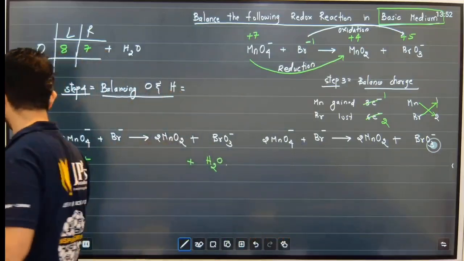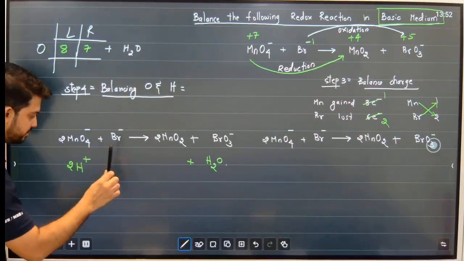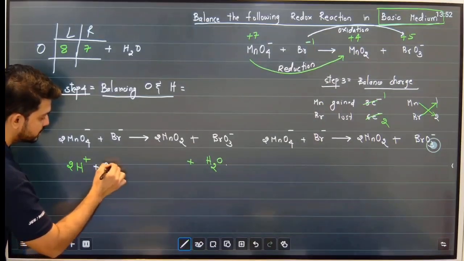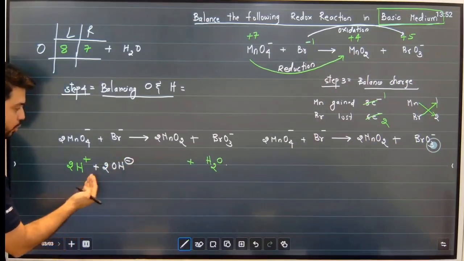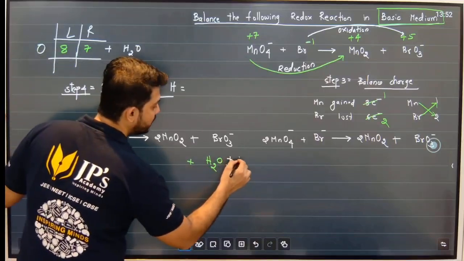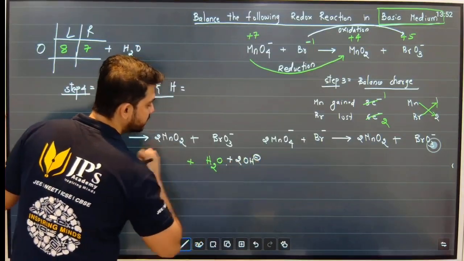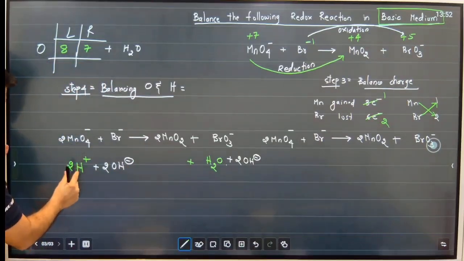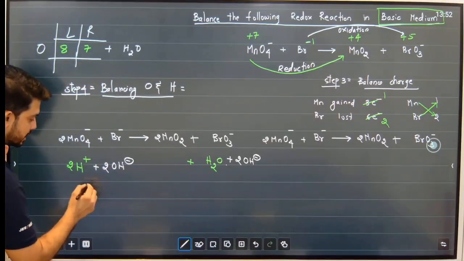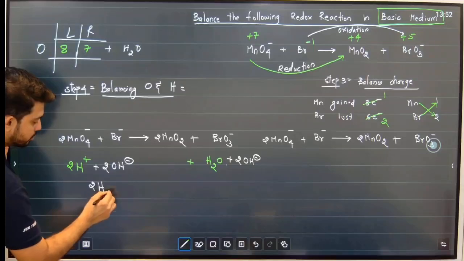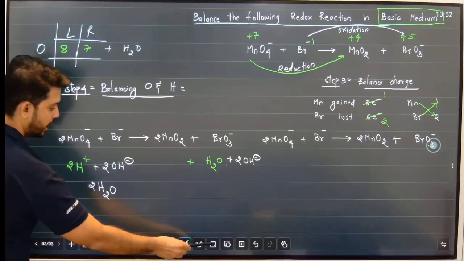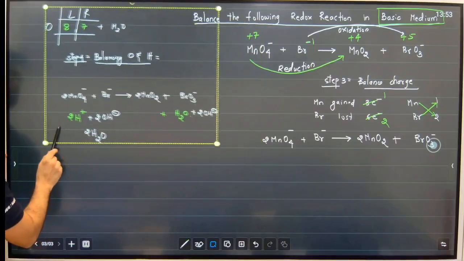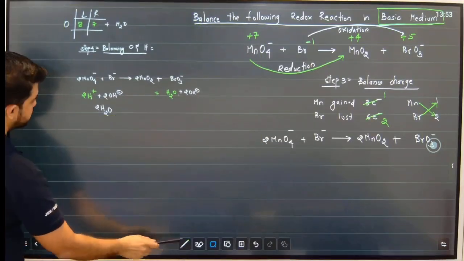So what we do next, 2 H plus को नलिफाई करने के लिए हम ऐड करेंगे 2 OH minus. So if I add 2 OH minus on the left, I need to add 2 OH minus on the right. यहाँ पे भी OH minus ऐड किया, यहाँ पे भी OH minus ऐड किया, 2H plus plus 2 OH minus now becomes 2H2O. So students, now if we carefully observe the equation looks something like this.